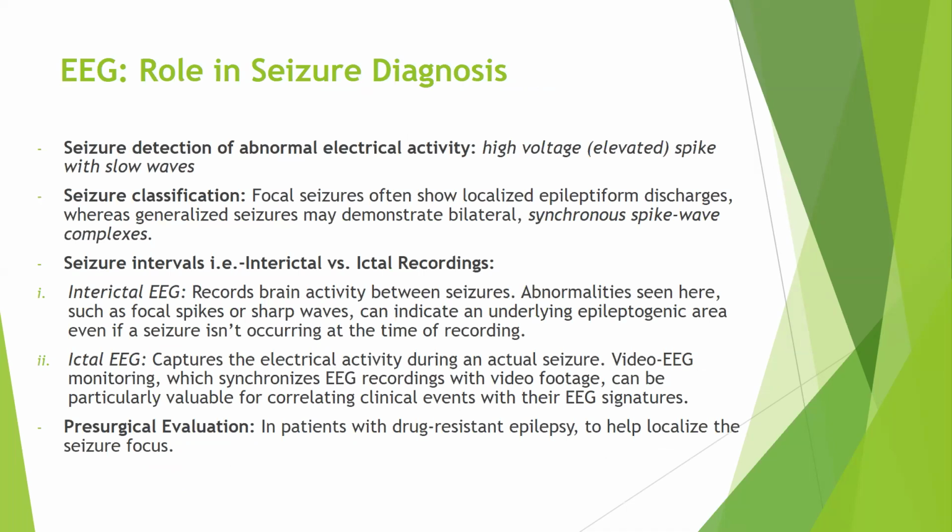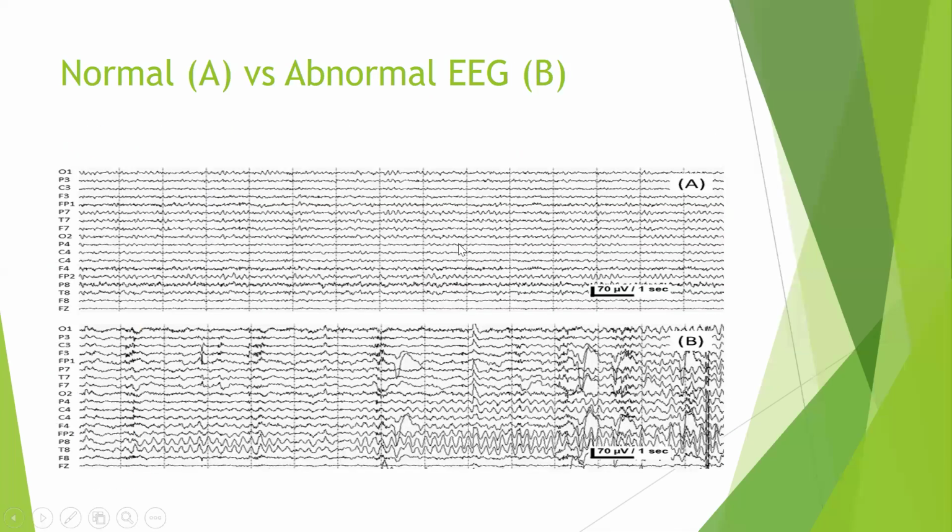So what is the role of EEG in diagnosing seizure? One, EEG can help you to detect seizure activities when you see high voltage, elevated spike waves, or spikes with slow waves. Let's say this: these are spikes on EEG, and they indicate seizure activities going on here.